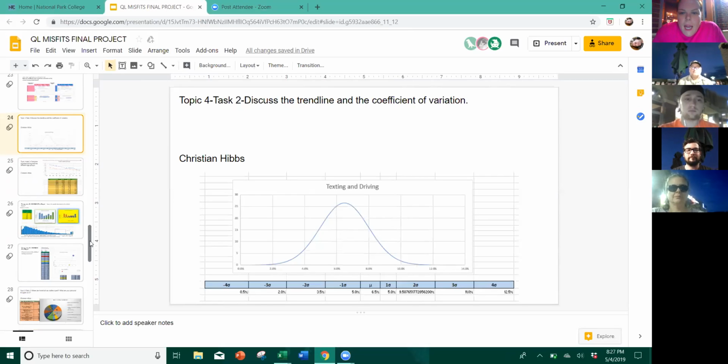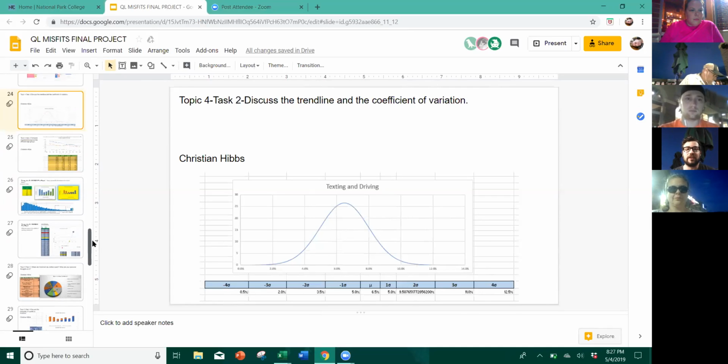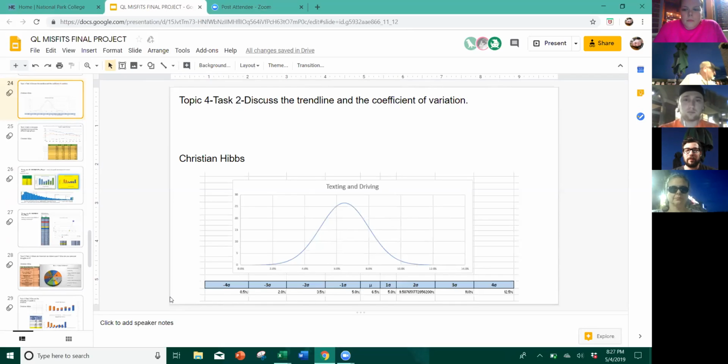Hibbs, can you discuss the trend line and the coefficient of variation for texting and driving? Yes. Throughout the semester, we've been learning how to find the standard deviation. We find the standard deviation by finding the mean and then dividing that. The coefficient of variation is the different variations of the standard deviation. So what we did with this trend line is in the middle we have our mean. Then we plugged in the same formula we used to find the coefficient of variation, and we did +1, +2, +3, +4, but also -1, -2, -3, -4. That gave us the variation of the coefficient on this trend line.